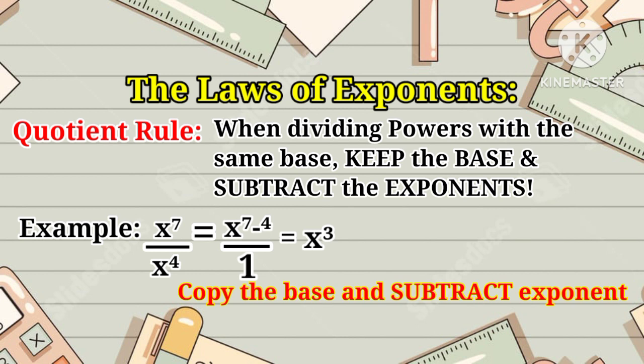Quotient rule. When dividing powers with the same base, keep the base and subtract the exponents. For example, x to the power of 7 over x to the power of 4 is equal to x to the power of 7 minus 4 over 1, which is equal to x to the 3rd power. In the quotient rule, you just have to remember to copy the base and subtract the exponents.